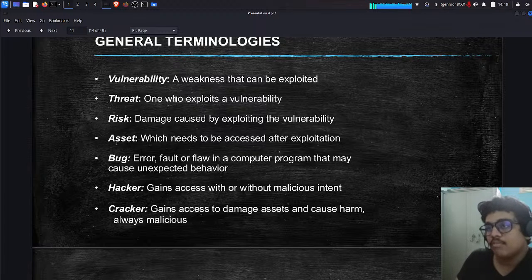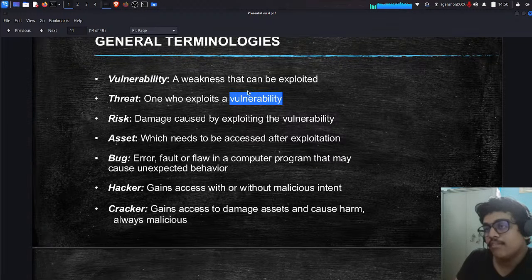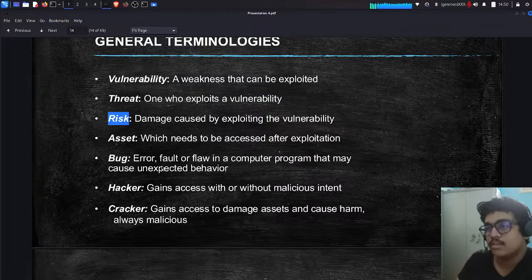What is a threat? A threat is one who exploits a vulnerability, which can be a person or a malware. If the vulnerability is known, it can be exploited very easily by someone. What is a risk? Risk is the damage caused by exploiting the vulnerability. If a bad hacker knows the vulnerability, he will know how to exploit it, and the damage caused by him, either stealing the credentials or just corrupting the system, is known as risk.